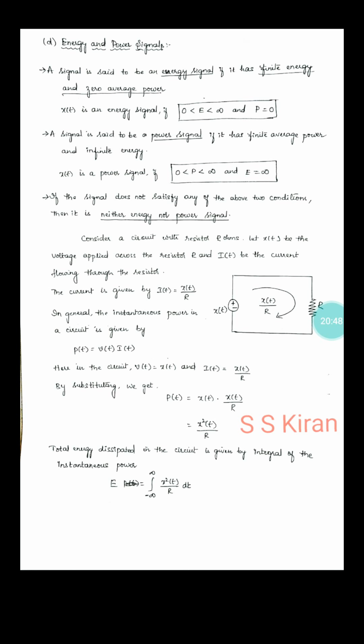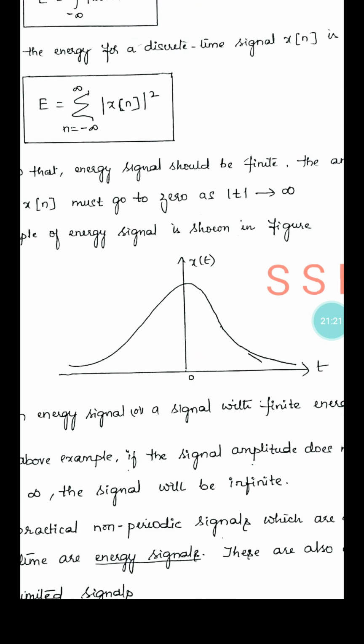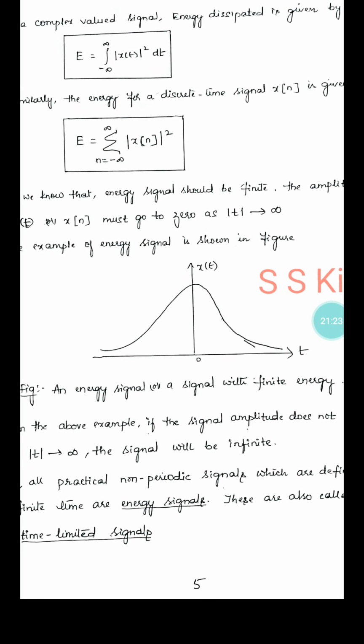The integral means it is total energy. For example, if R is equal to 1 ohm, the energy dissipated is equal to the integral from minus infinity to infinity of x square of t into dt for a real signal. If it has complex values, simply put the modulus. For a discrete time signal, very simple: E is equal to the sum over n from minus infinity to infinity of modulus x of n whole square.